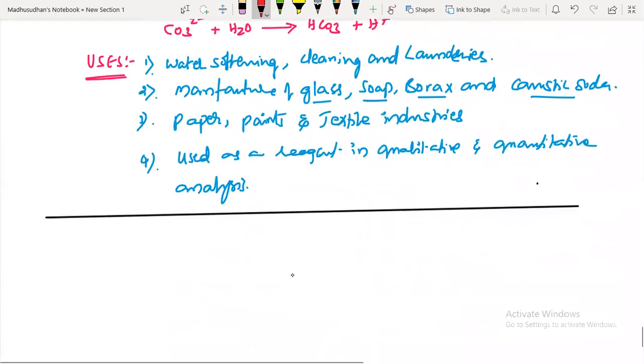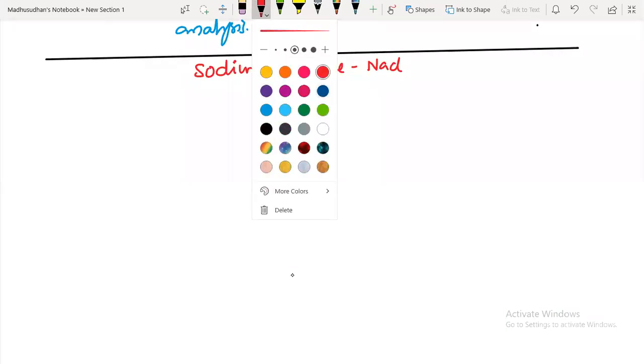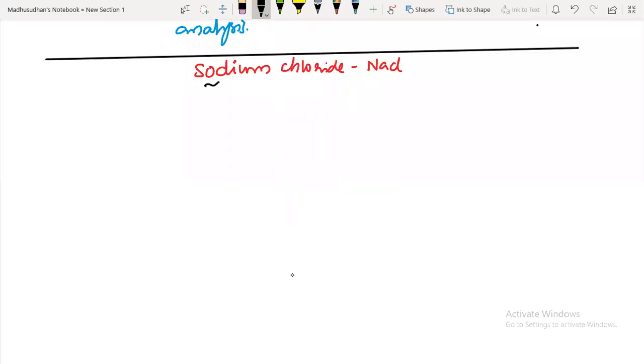Okay, nice. Next, I'm going to talk about sodium chloride. Sodium carbonate is over. What is sodium chloride, guys? NaCl. It is most abundant in seawater, right? In seawater, it is highly abundant.